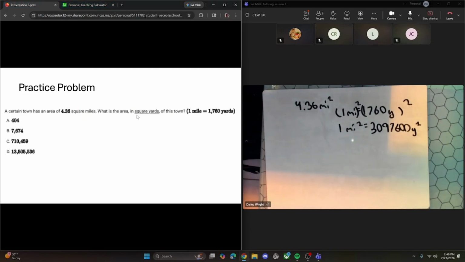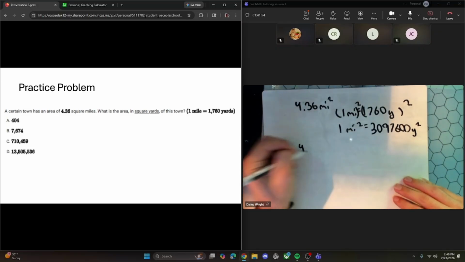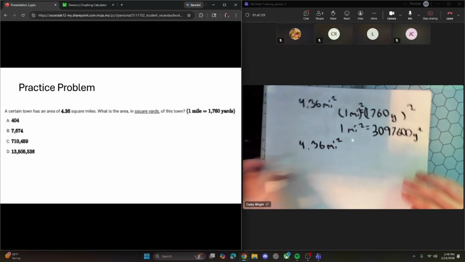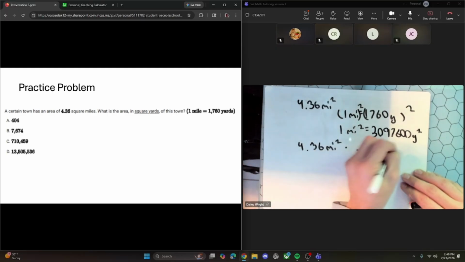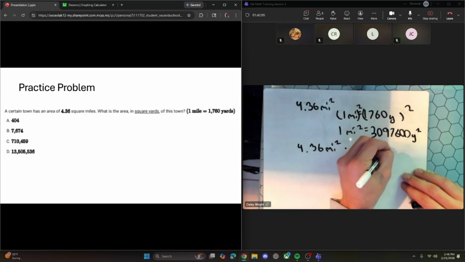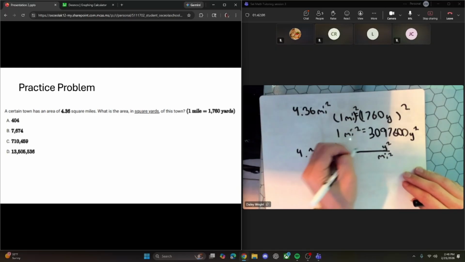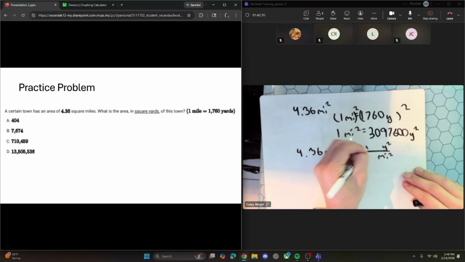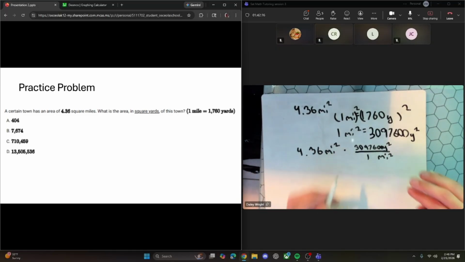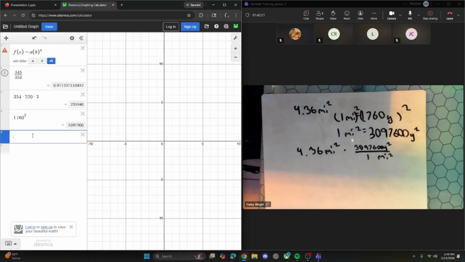So if you want to get it in square yards, you want to get rid of that miles squared. So 4.36 miles squared, and then multiplied by miles squared would be on the bottom, so you can cancel it out. And then yards squared would be on the top. So you put this number in here for the top. If you guys have trouble reading anything that is quite small, just let me know. And then you would just multiply 4 by that big number.